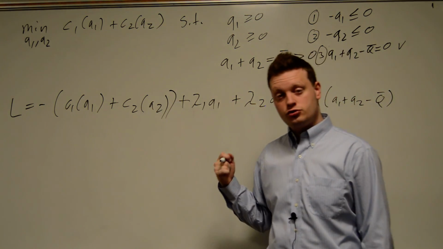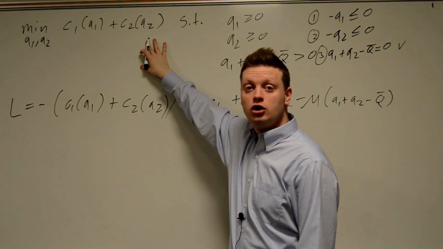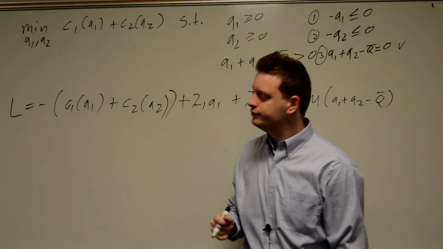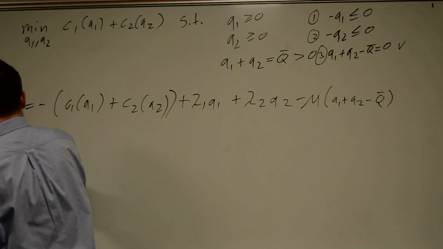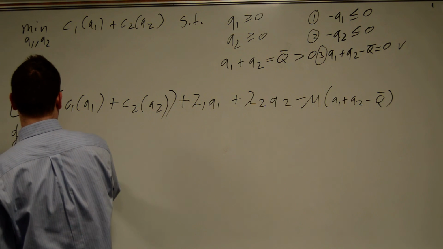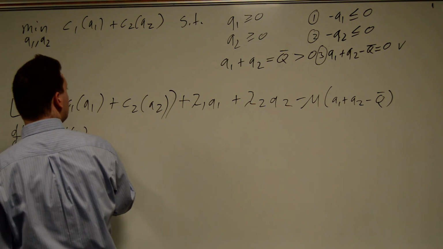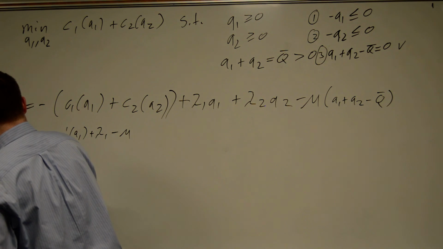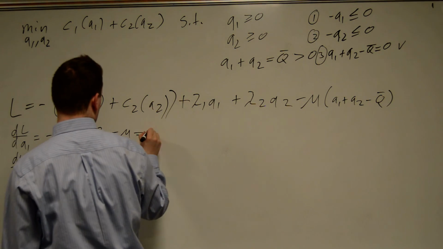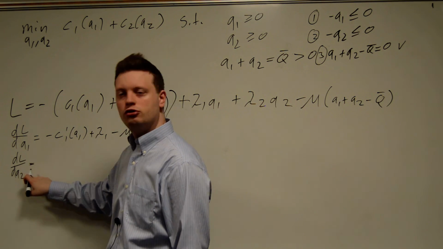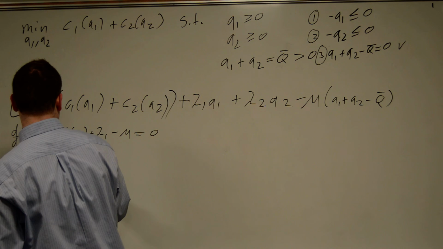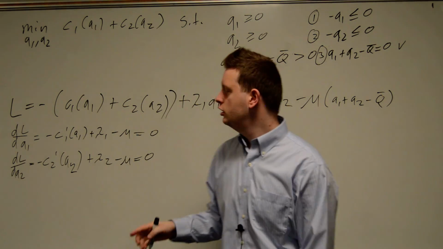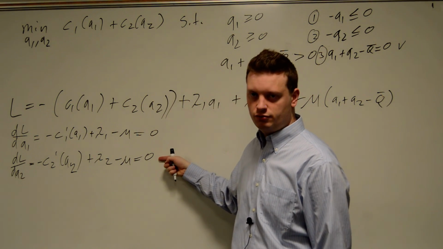Okay, let's now take first order conditions. Again, we want the minimum of this function, so if we multiply it by minus 1 as we did here, we want to find its maximum. Let's start with the derivative with respect to Q1, which will be equal to minus C1 prime Q1 plus lambda 1 minus mu equals 0, and the derivative of the Lagrangian in respect to Q2 will be minus C2 prime Q2 plus lambda 2 minus mu equals 0. This function is completely symmetric, so once we have this, we get this immediately.